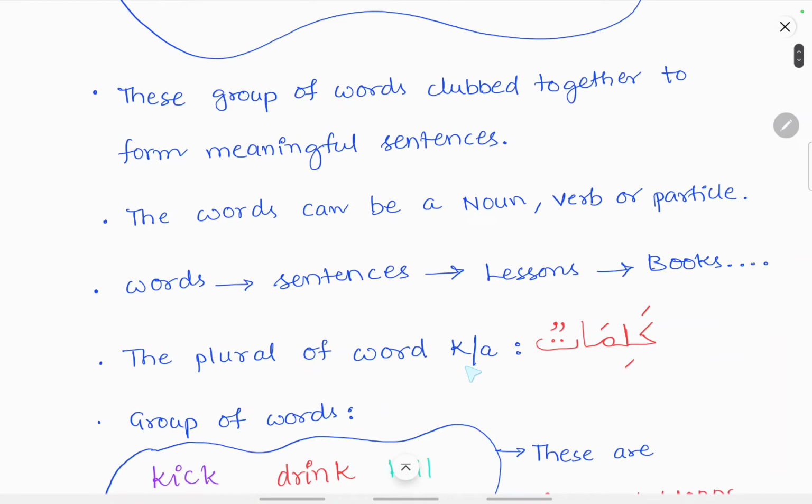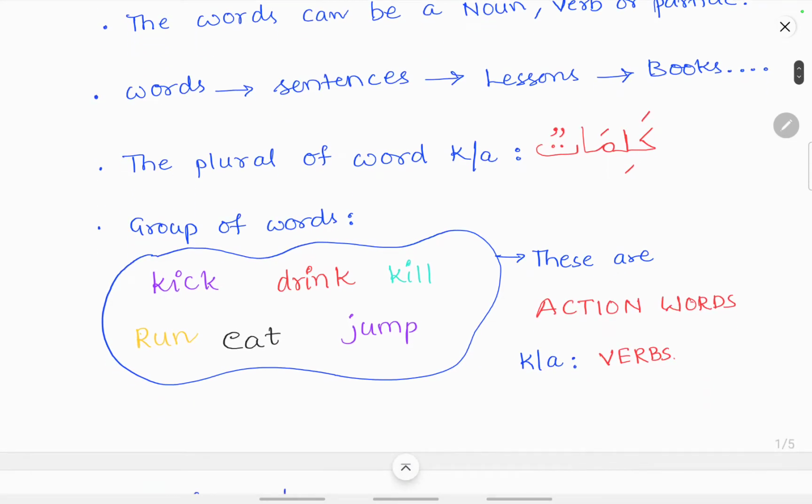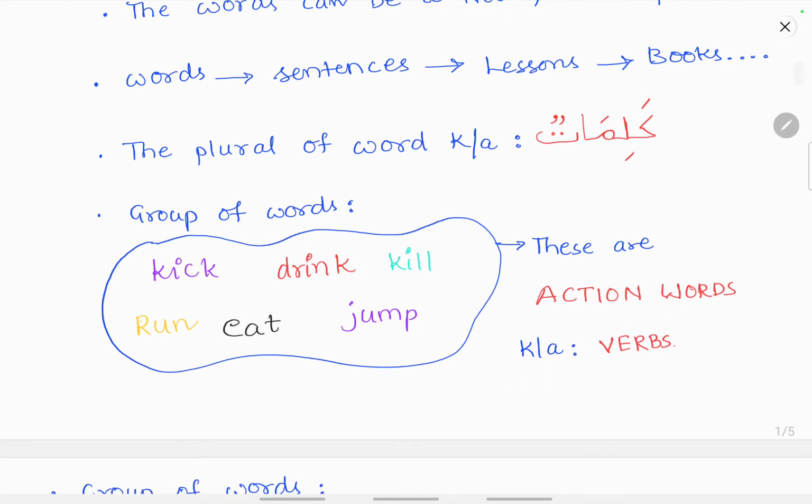The plural of word is known as kalimatun. A group of words. Here also we have got a group of words. For example, kick, run, eat, drink, kill, jump. So these group of words are known as action words. The action words in English are known as verbs.